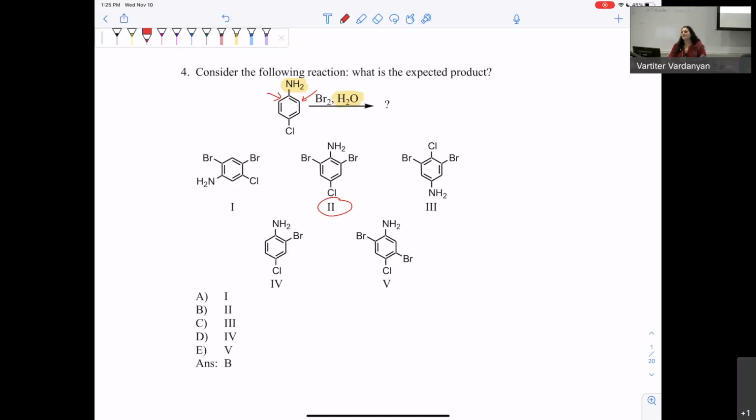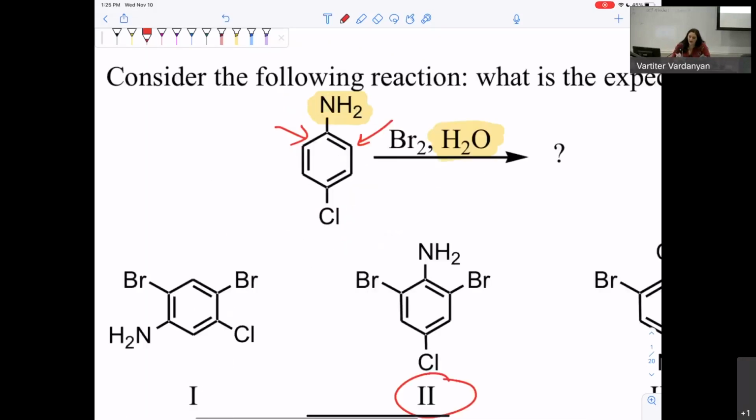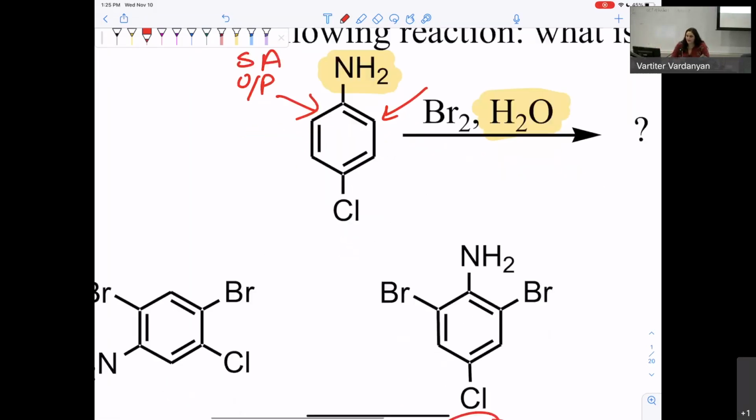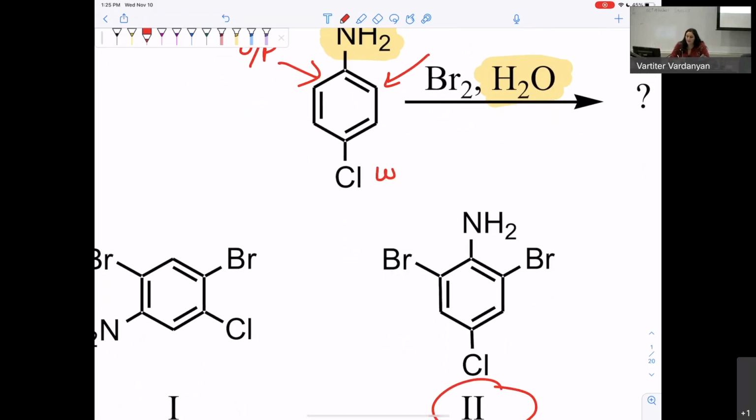Oh, great question. The reason we focus on NH2 more than the Cl is that every single time we see a question that has 2 substituents already on it, we want to think, all right, how do we define each of them? So NH2 is a strong activator, the strongest activator, and it directs ortho-para, whereas chlorine is a weak deactivator, and it also directs ortho-para.